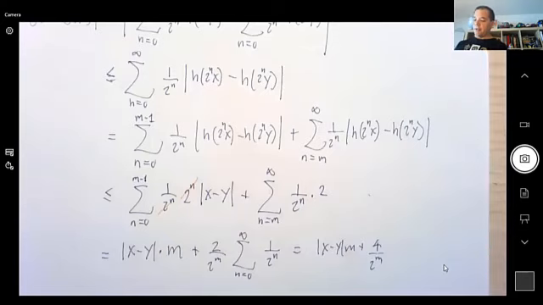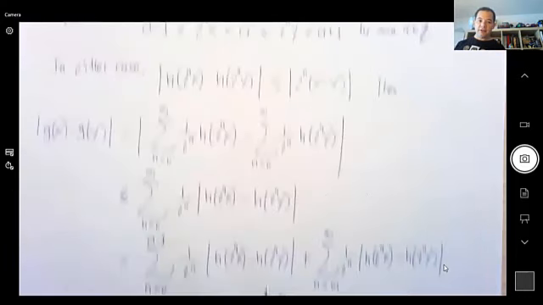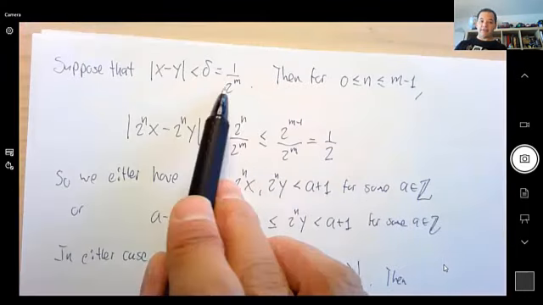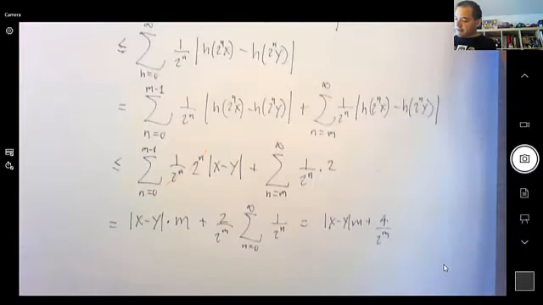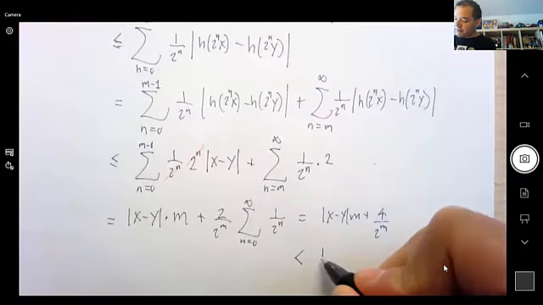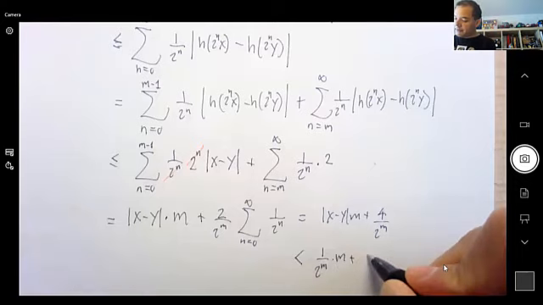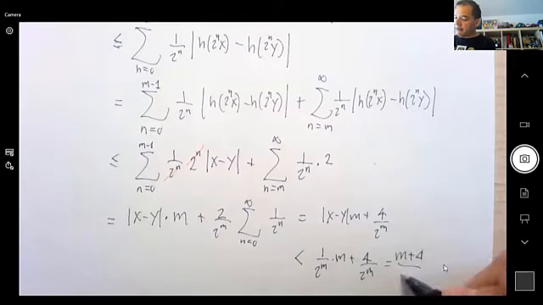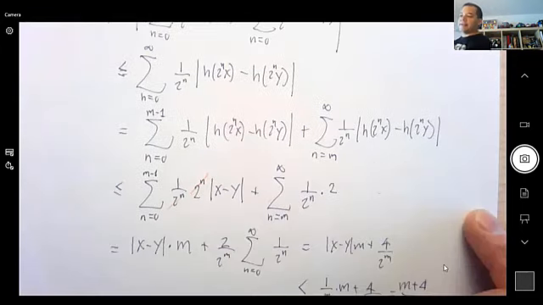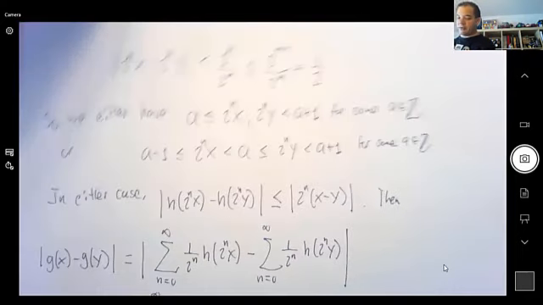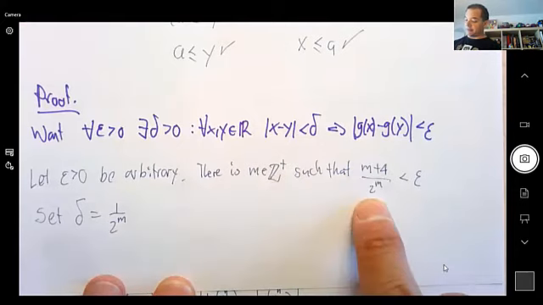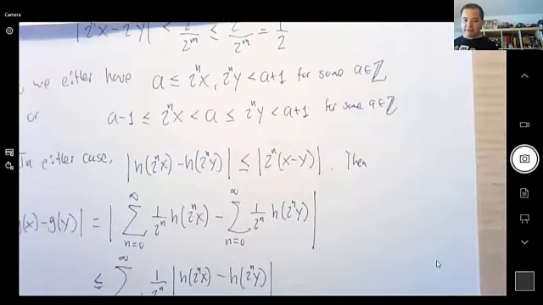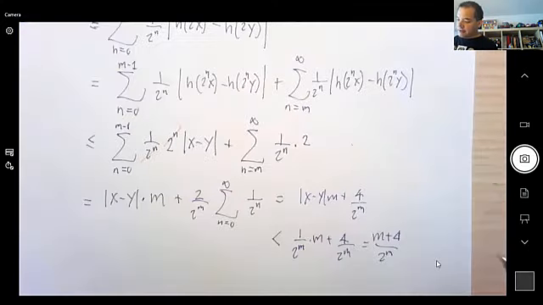All right, and we're almost done, because let's remember, we wanted x and y, at the very top of the page, x and y are less than delta. So x minus y is less than 1/2 to the m. Let's put that in. This is less than 1/2 to the m times m plus 4/2 to the m. So that's m plus 4 over 2 to the m. And, well, let's remember that too, right? That's exactly how we started the proof. At the very beginning of the proof, we found an m such that m plus 4 over 2 to the m was less than epsilon. Perfect. So at the very end, right here, this is less than epsilon.